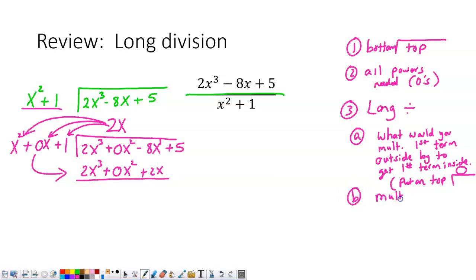You're going to multiply the answer you got from part A by the outside polynomial and put it under the other one. You're going to put your answer right here.